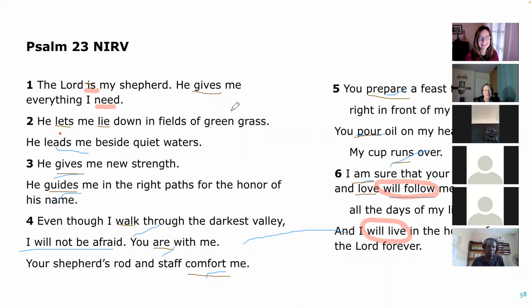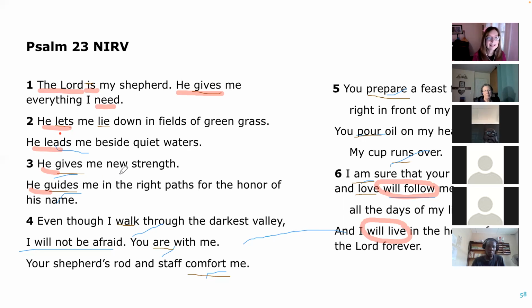So the Lord God, he is one. So he is a singular subject. So he gives me everything I need. He lets me lie down. He leads me. He gives. He guides. And so we notice whenever the subject is the Lord, or it's he, we're going to have those S's at the end of the verbs.